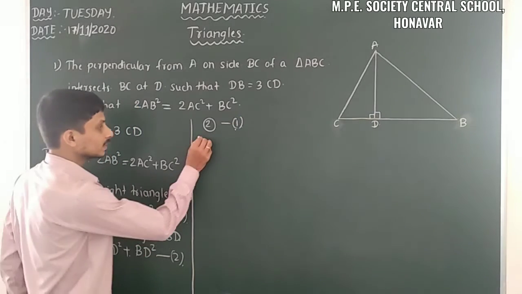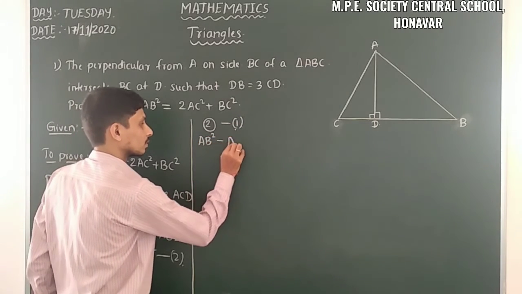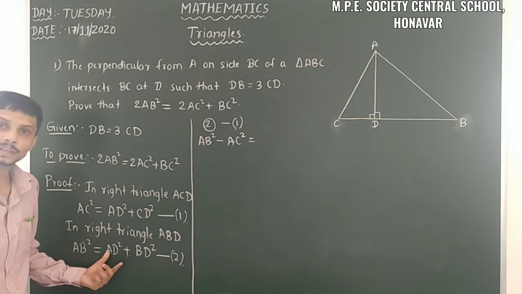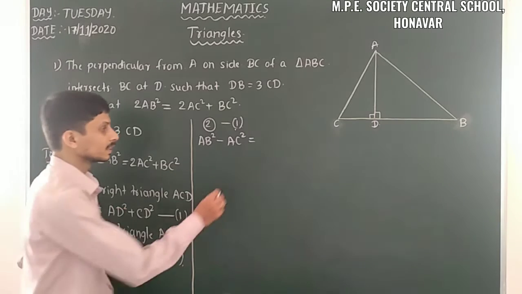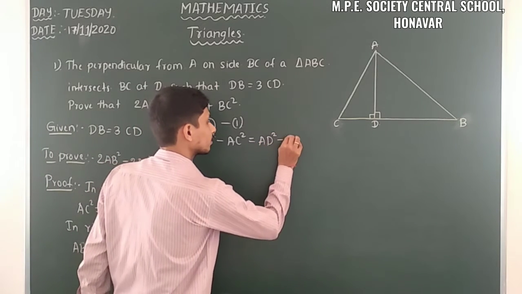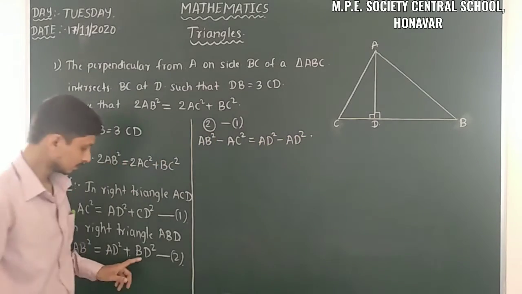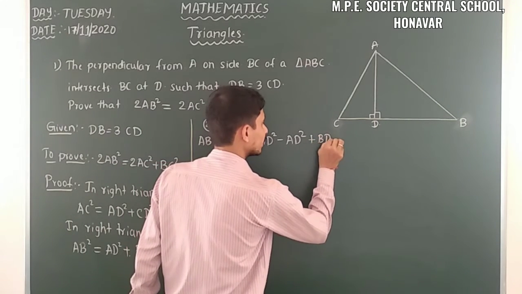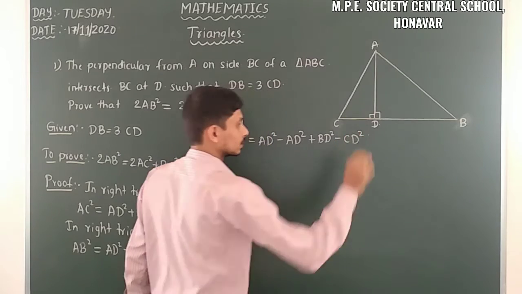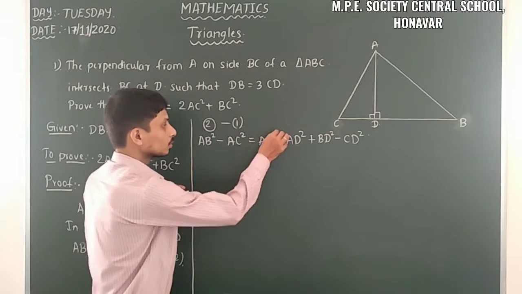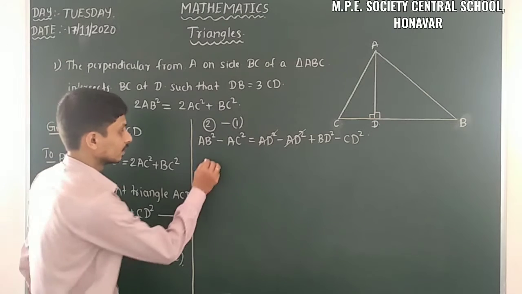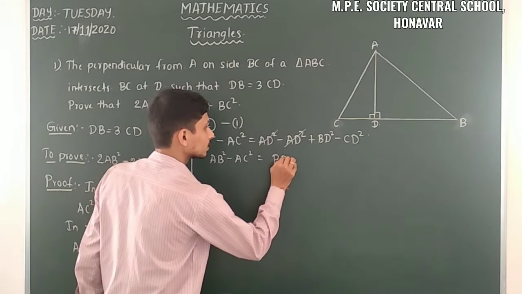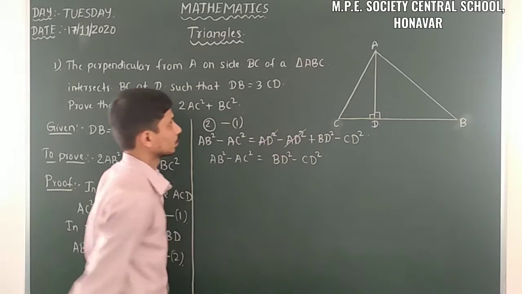AB square minus AC square is equal to AB square minus AC square. What happens to the RHS here? AD square minus AD square, then BD square minus CD square, plus BD square minus CD square. Those two get cancelled. Then AB square minus AC square is equal to BD square minus CD square.